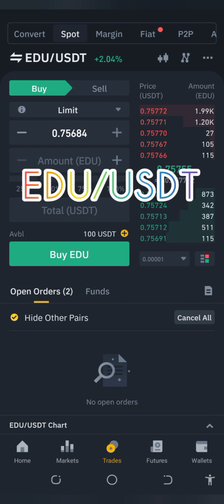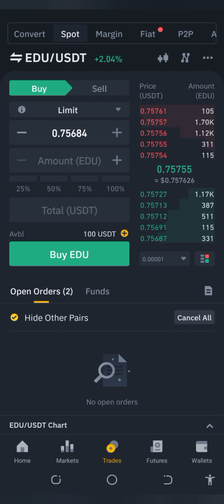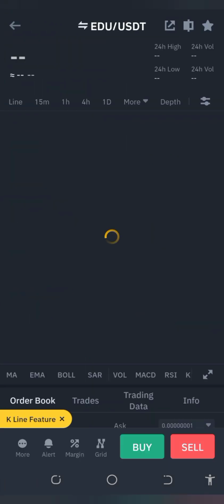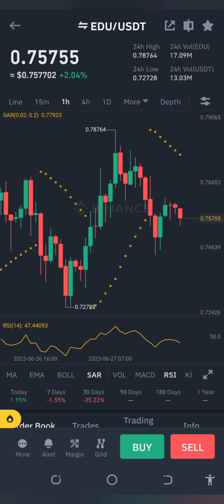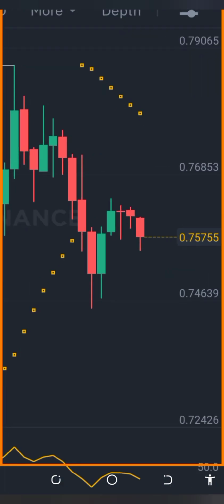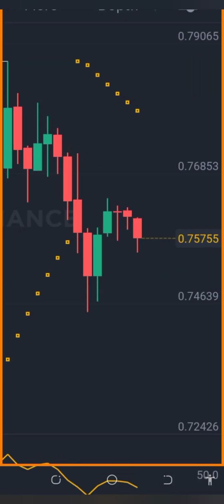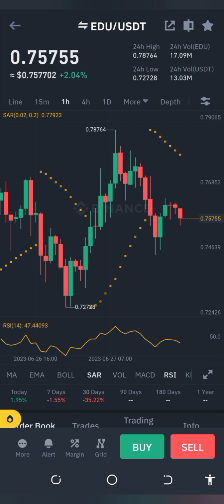So we have EDU/USDT. Let's go into the charts to look at what's happening there. The current price is 0.75755, and as we can see, it's kind of in a dip mode, but going in a form of healthy movement, because when it comes to trading, you have the upside, and when it gets to the upside, it comes to the downside, and it goes up and goes down, things like that.